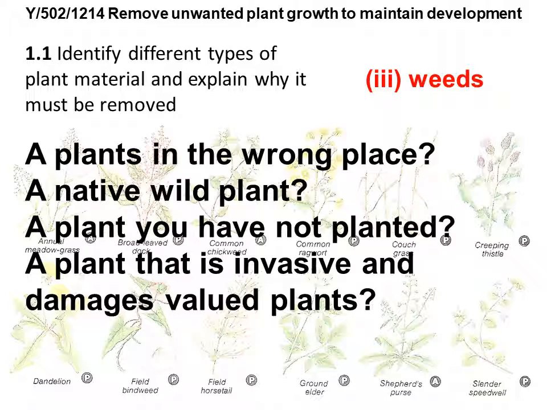So there are other things that come around it. It might be native or wild, so it's grown without being planted. But again, if you go into a meadow, a native or wild plant isn't a weed, it's a plant that's valued. Again, it's a plant that you've not planted, it's invasive, and it damages other plants. So all of those things, those are questions that you need to ask to know whether it's a weed or not.